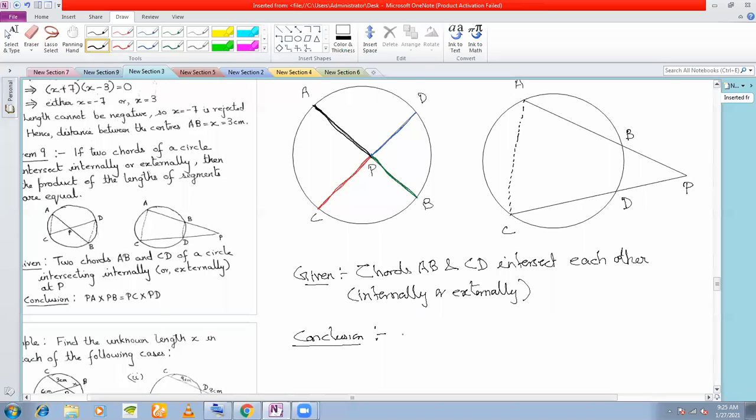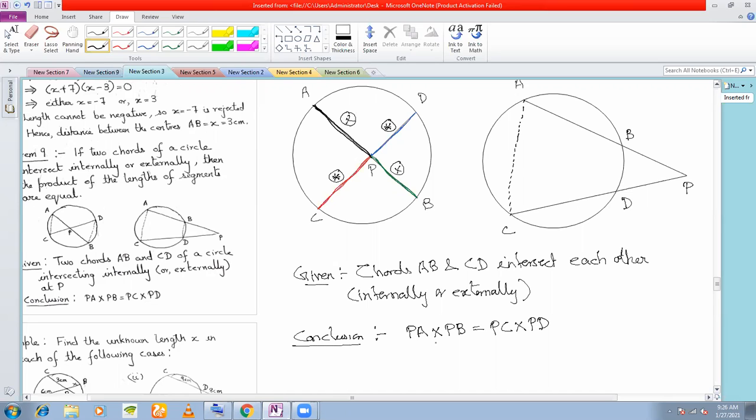Then according to this theorem, the product of the segment, that is PA, this segment, into PB, this segment, must be equal to this segment PC into the length of this segment PD. Okay, this was for chords which intersect each other internally.